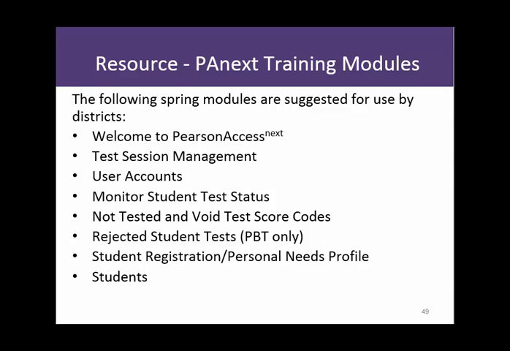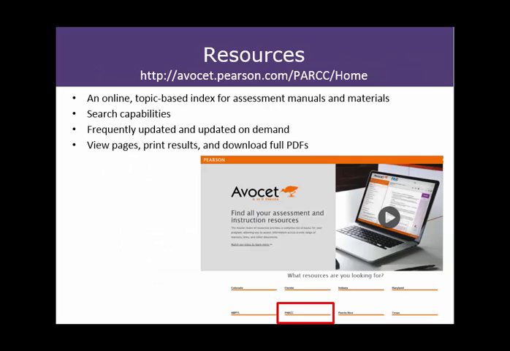So if you're getting through setup and initial getting ready for testing, you can watch the modules that you need to before testing, and then once you start testing, there's modules that you can access for during testing, and then there's the post-test: voiding tests if you need to, resolving rejected student tests if you have any paper tests that were rejected for not matching records in Pearson Access Next, and any updates that you need to do post-test.